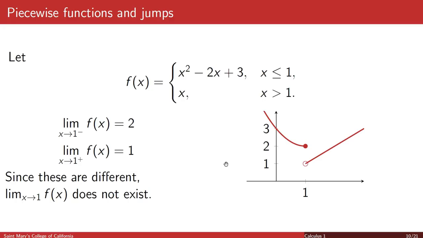So again, let's take a piecewise function, for example. This function is going to be x squared minus 2x plus 3 for x less than or equal to 1, and x for x greater than 1. Again, it approaches something different from the left and the right. So here, from the left it approaches 2, from the right it approaches 1. But overall, this limit as we approach 1 doesn't exist.